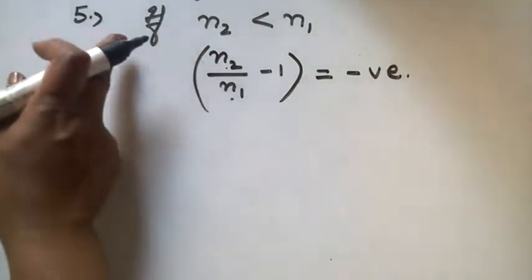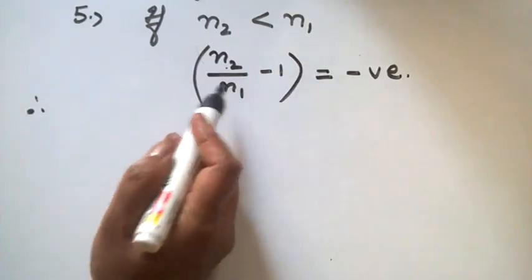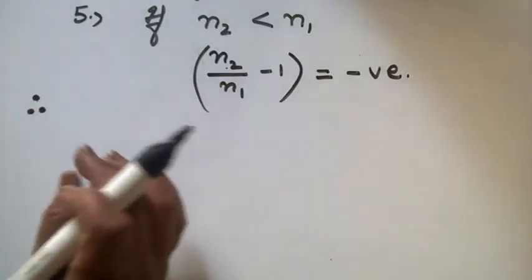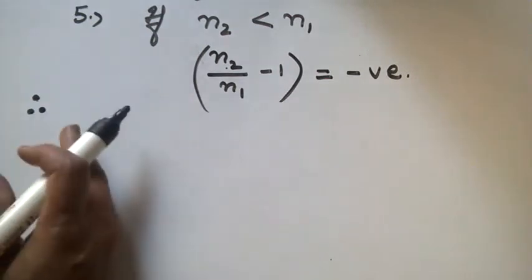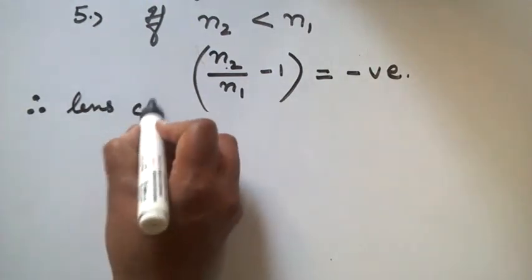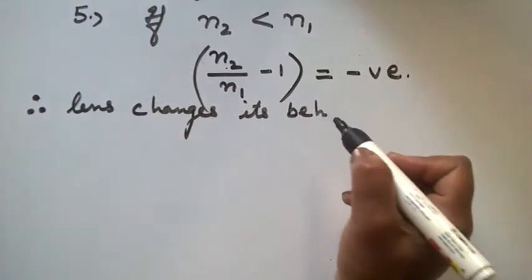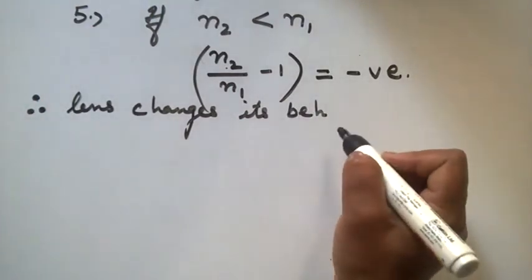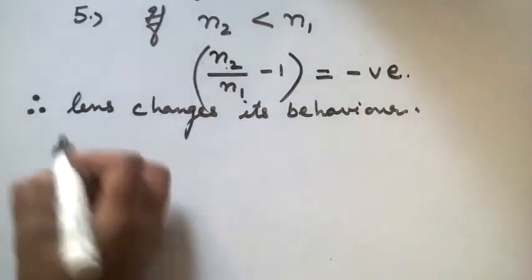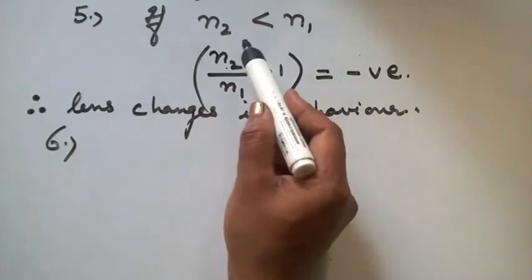I have discussed it in earlier videos also, that is, if the lens is dipped in a liquid having greater refractive index than that of the lens, then the lens will change its behavior. So here the lens changes its behavior, that is, the convex lens will behave like a concave lens and a concave lens will behave like a convex lens. This we have discussed in detail. If n2 is equal to n1, the lens will not be visible.